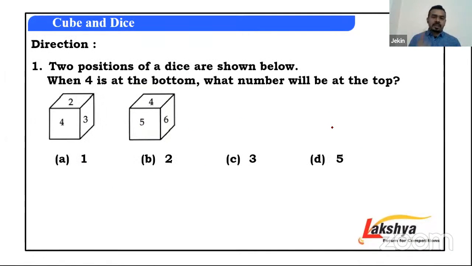I'm going to teach you the methodology in the same question, therefore you would be able to solve. All right, so here it is. Two positions of a dice are given as shown below. So here you have the two positions. When 4 is at the bottom, which number would be at the top? Basically, the opposite face of 4 is asked. If the opposite of bottom is top, right? So the opposite face of 4 is asked.